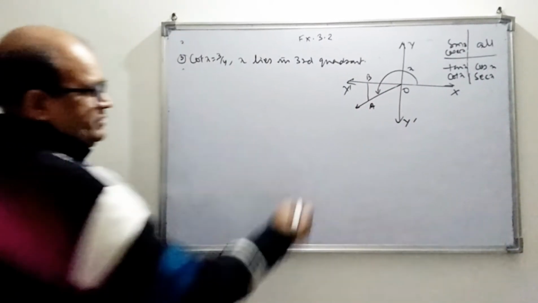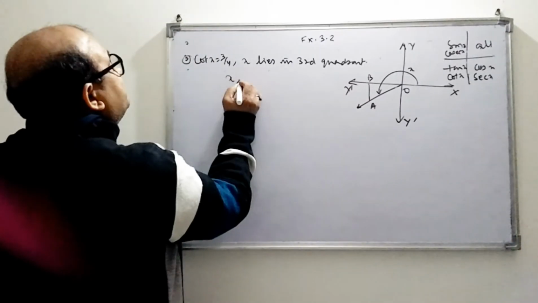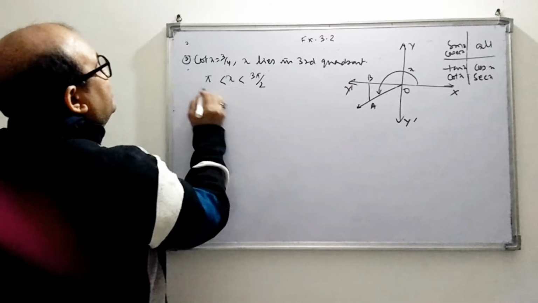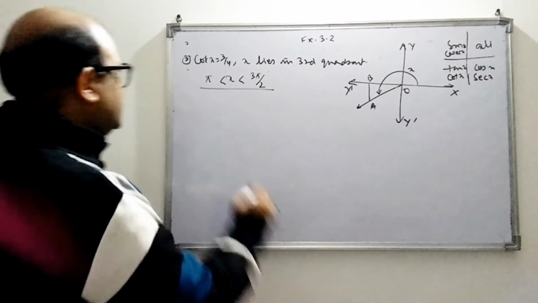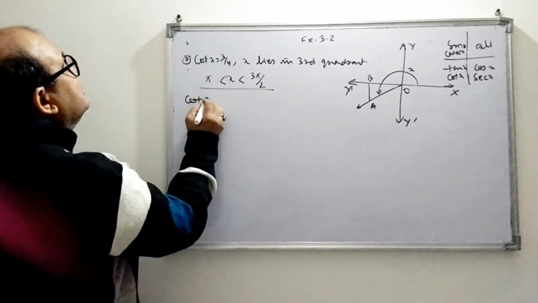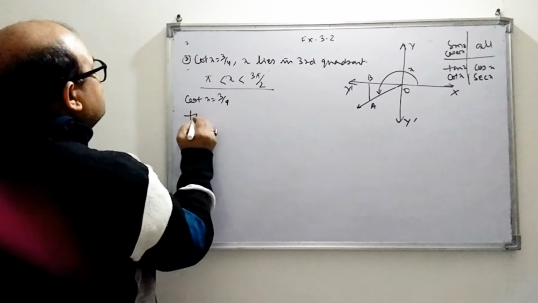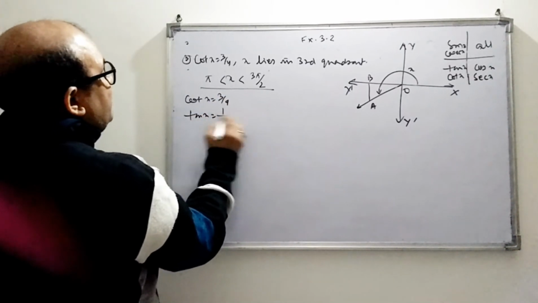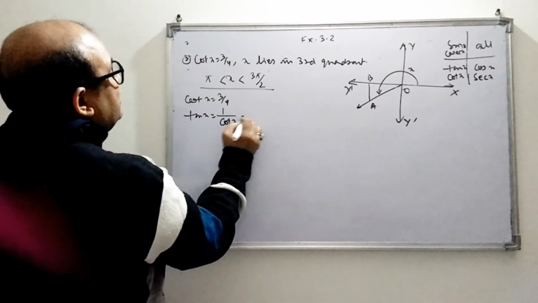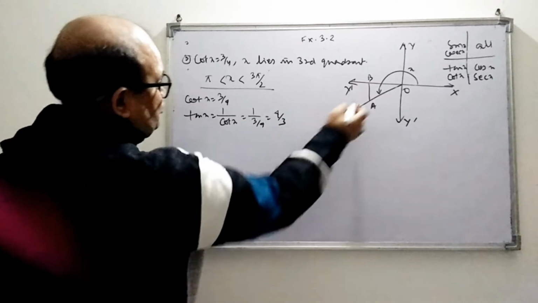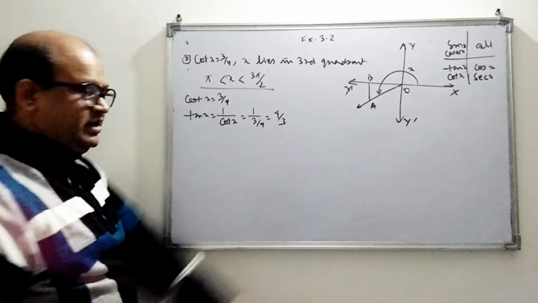Now here, this angle x lies between pi and 3 pi by 2. This is the third quadrant. Now let us start with cot x equal to 3 by 4. That means tan x equal to 1 by cot x, that is 1 by 3 by 4. It gives you 4 by 3. So tan x is also positive in the third quadrant.